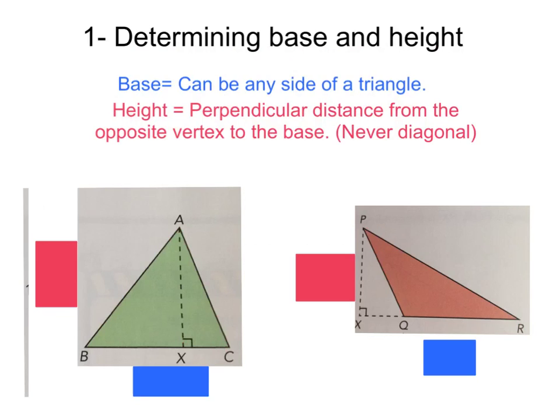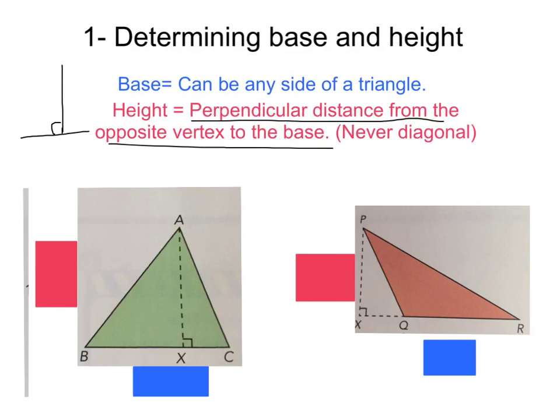Now, the base can be any of the sides, but the height, no matter what your base is, needs to be the perpendicular distance from the opposite vertex to the base. Now remember, perpendicular lines are lines that intersect and create a 90-degree angle. Although mine doesn't seem very straight, it's 2 straight lines that have a 90-degree angle.